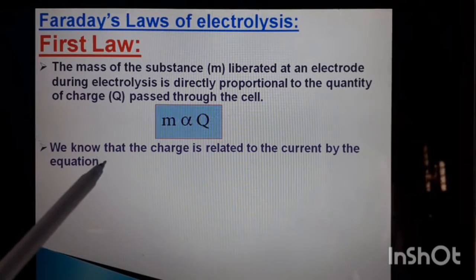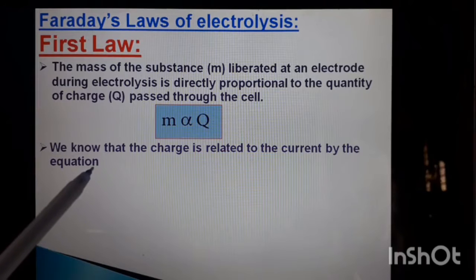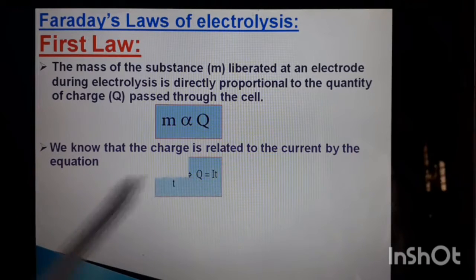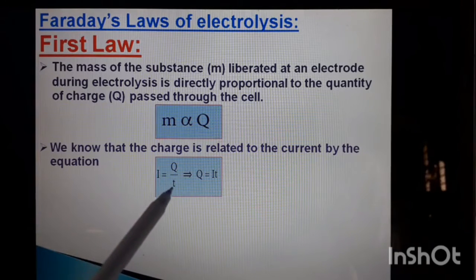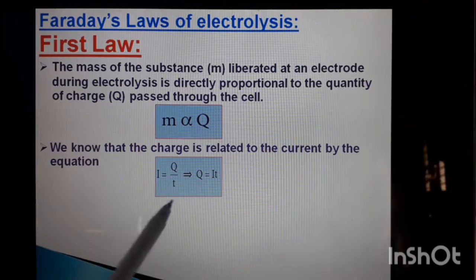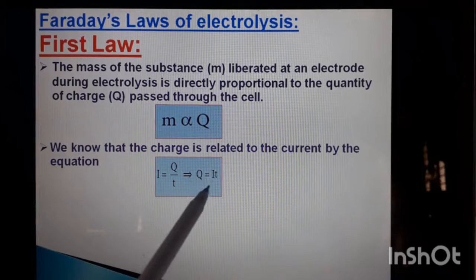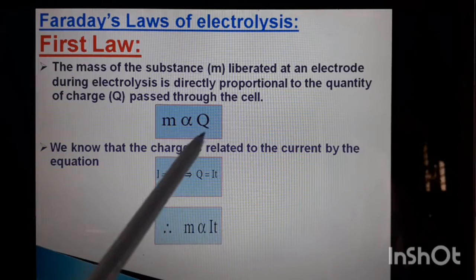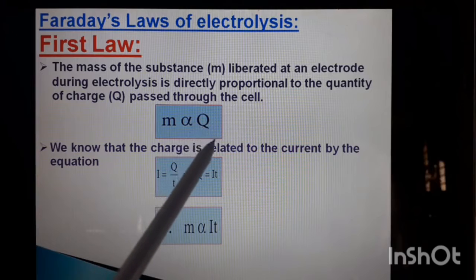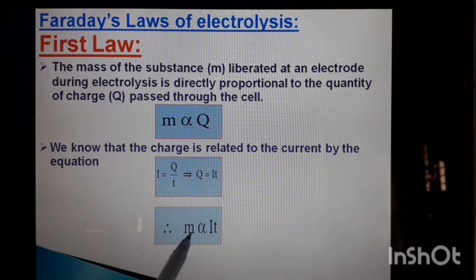The charge is related to the current by the equation Q is equal to I T. We saw in lower classes that I is equal to Q divided by T, where I is current, T is time, and Q is charge. Therefore, Q is equal to I T, the multiplication of current and time. Okay. Now, mass is directly proportional to Q, the charge, therefore mass is directly proportional to current multiplied by time.